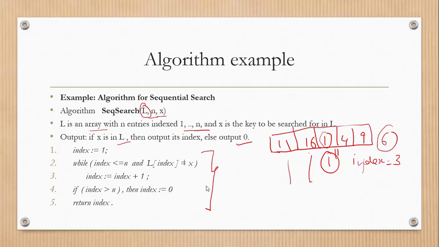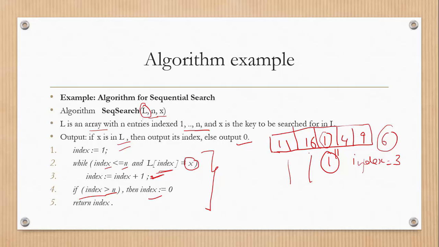So this is the algorithm. Starting from the first index, that is index equal to 1, we have a while loop that compares the value of index with the size of the array, and the second condition compares the key which we want to search with the value at different indexes. In this statement we increment the index value if the item is not present. This will be the condition when the complete array is traversed and the item is not present, and the output will be 0. So this is the algorithm for sequential search in an array.